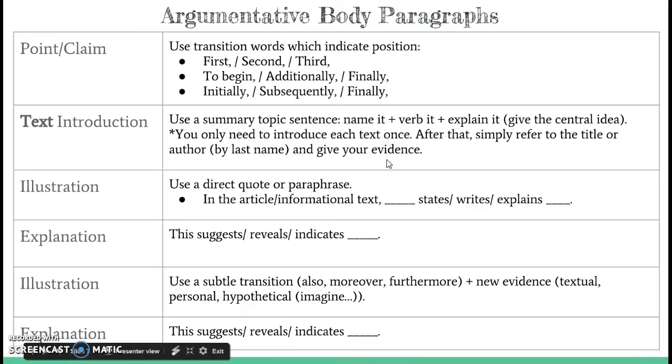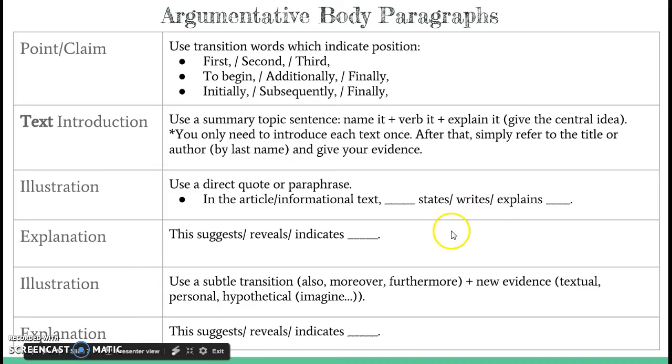After you've used a complete sentence to introduce your text, then you'll provide your illustrations. So for this first illustration, we would like you to use either a direct quote or paraphrase a quote. So again, you don't need a full quote lead-in because you've already introduced your text. So you'll just say something like this in the article, and then you'll say the author's name, and then you'll use a verb like states, writes, or explains, and then you can insert your quote or your indirect quote here.